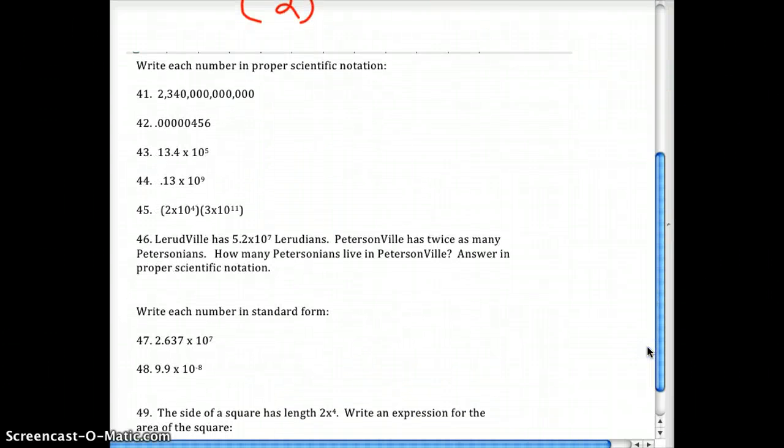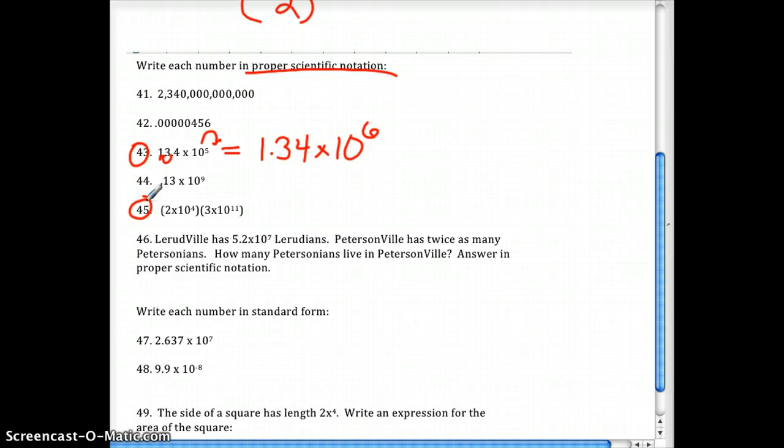Let's look at number 43. Is this in proper scientific notation? No, it's not, because this 13.4 needs to be between 1 and 10, can't be 10. So I need to move that decimal one to the left. Really what I've done is I've divided by 10 to do that. To keep the number in balance, I need to multiply it by 10, which really means that exponent needs to go forward 1. So there's the proper answer.